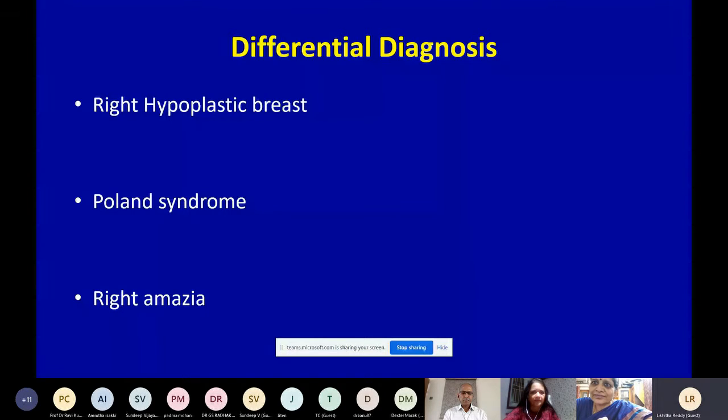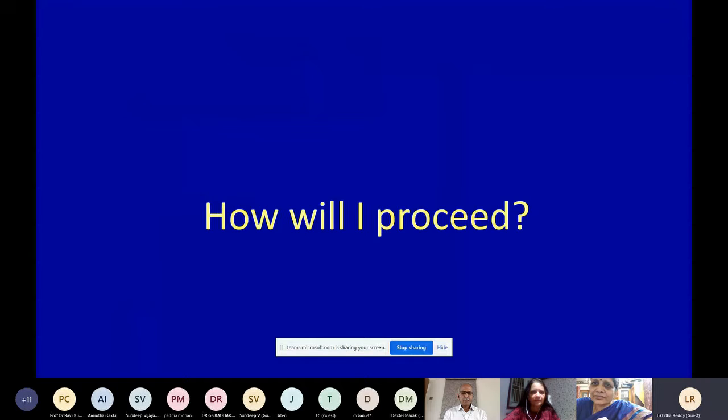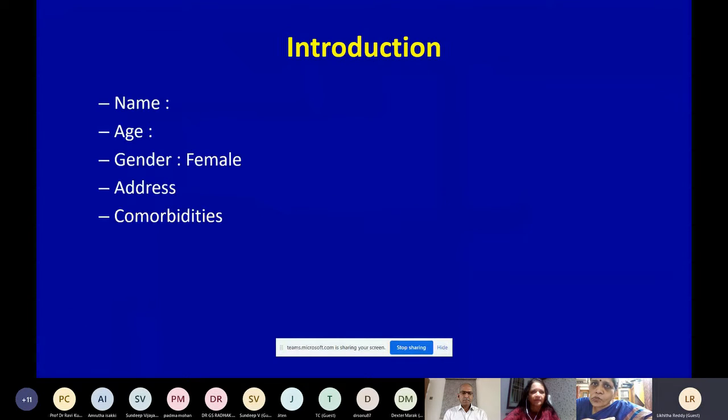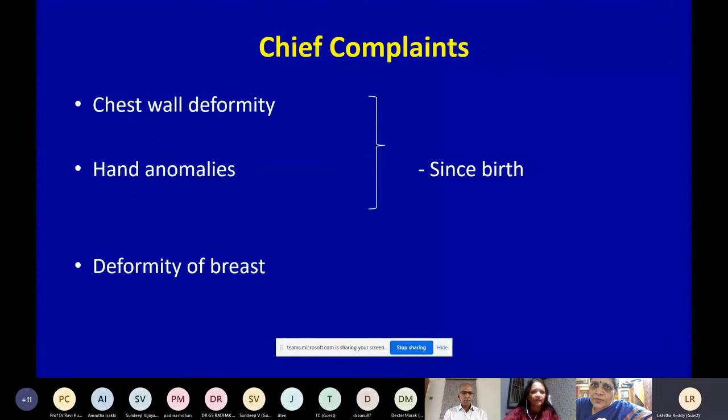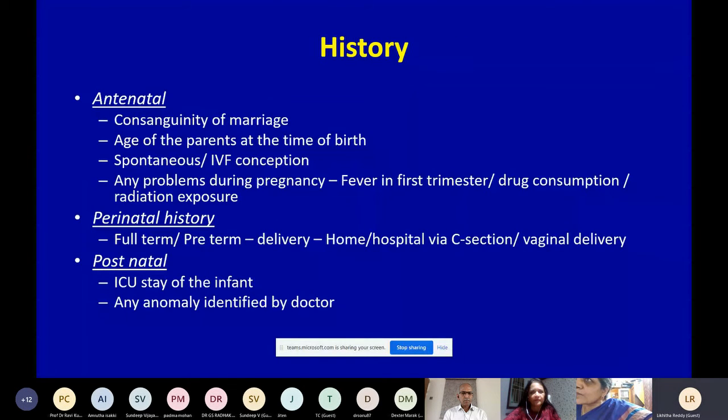How will I proceed in this case? I would like to know the details of the patient: the name, age, gender, address, and comorbidities. I would go ahead with the chief complaints, which, if she had presented at birth for Poland syndrome, there would be a chest wall deformity or hand anomalies, and at puberty, we will have deformity of the breast. I would also like to know the antenatal, perinatal, and postnatal history of this patient. We want to rule out other congenital anomalies.